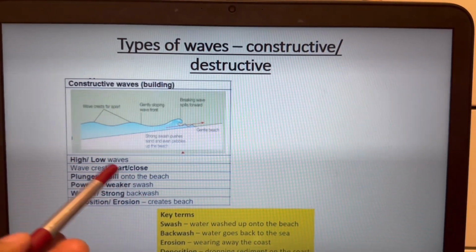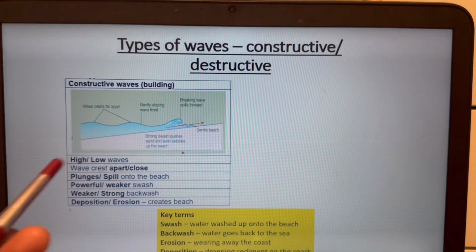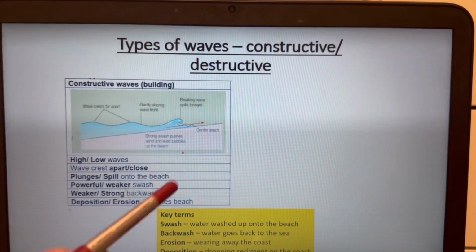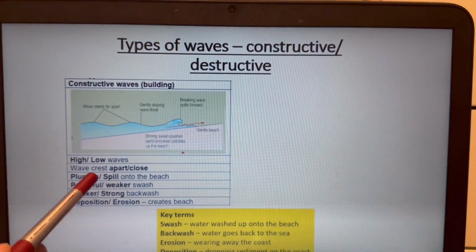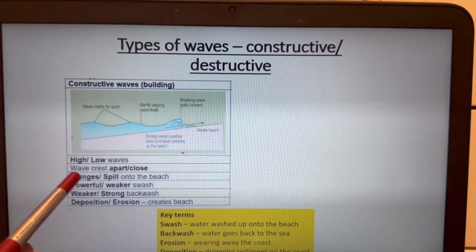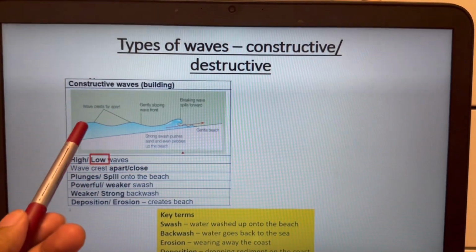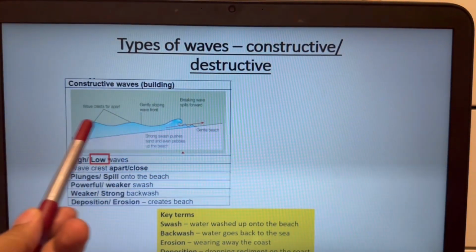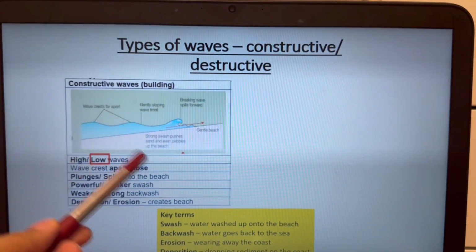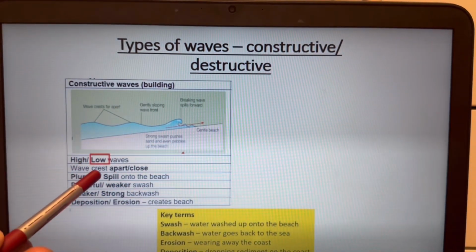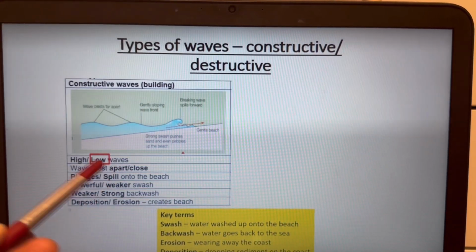Now, in terms of the actual waves, constructive waves are going to have low waves because they're not destroying the beach. They're here to build the beach. So the low waves will push up enough sand. Now, in terms of wave crests, as you can see in the diagram, they're going to be quite further apart because the energy of these waves is quite medium to low. So the wave crests are going to be quite further apart.